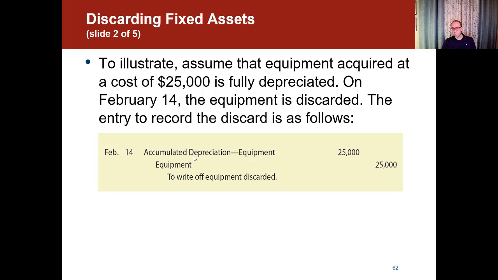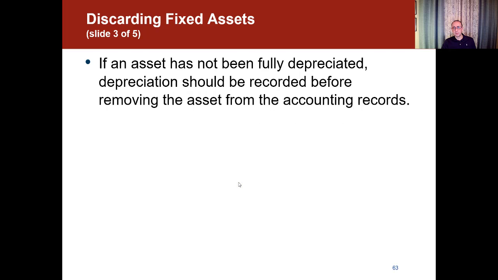Same thing for the accumulated depreciation. Accumulated depreciation is a contra asset account. It has a credit nature. We want to remove it from the books. So in this case, we're just going to debit the accumulated depreciation for the equipment based on the value that's already in the account. So in this case, it's 25,000 and 25,000, and that way we were able to write off the equipment that got discarded.